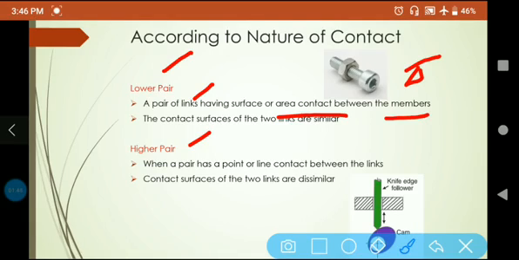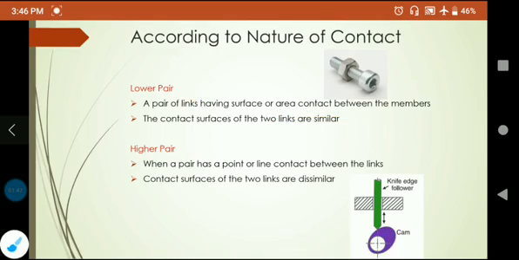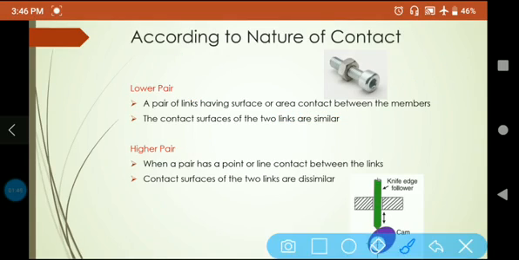Okay, for example, in the case of a cam and follower arrangement, if you have a knife edge follower, that is, the edge of the follower is in the form of a knife, then the contact is a point contact. That is, the contact between the follower and the cam is a point contact. Such a pair is known as a higher pair.